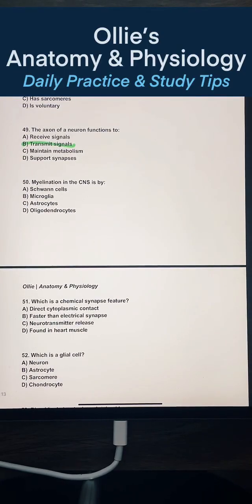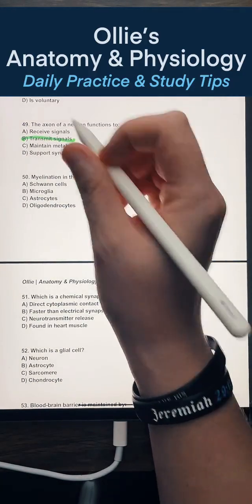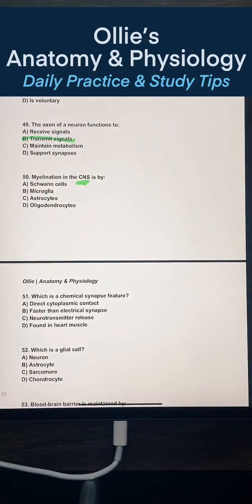Number 50, myelination in the CNS is by what? A, B, C, or D? Again, in the CNS.